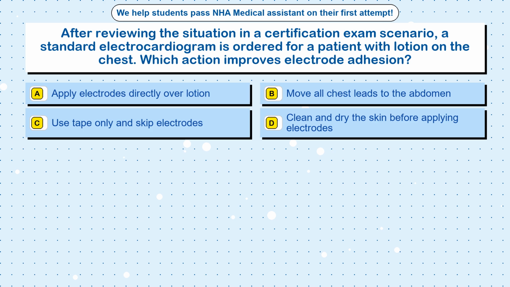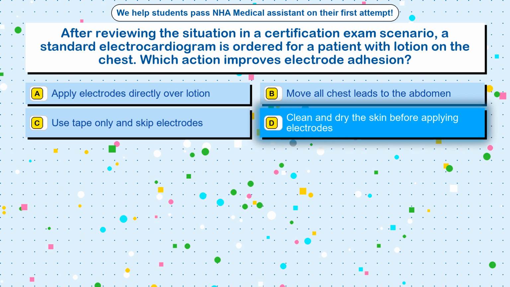After reviewing the situation in a certification exam scenario, a standard electrocardiogram is ordered for a patient with lotion on the chest. Which action improves electrode adhesion? Option A. Apply electrodes directly over lotion. Option B. Move all chest leads to the abdomen. Option C. Use tape only and skip electrodes. Option D. Clean and dry the skin before applying electrodes.